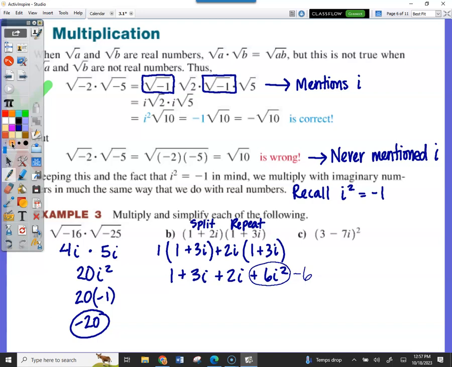So combine like terms. We have 1 minus 6, 3i plus 2i, and that's the answer. Real number, standard form. Real number first, i second. That's the technically correct way to answer it.